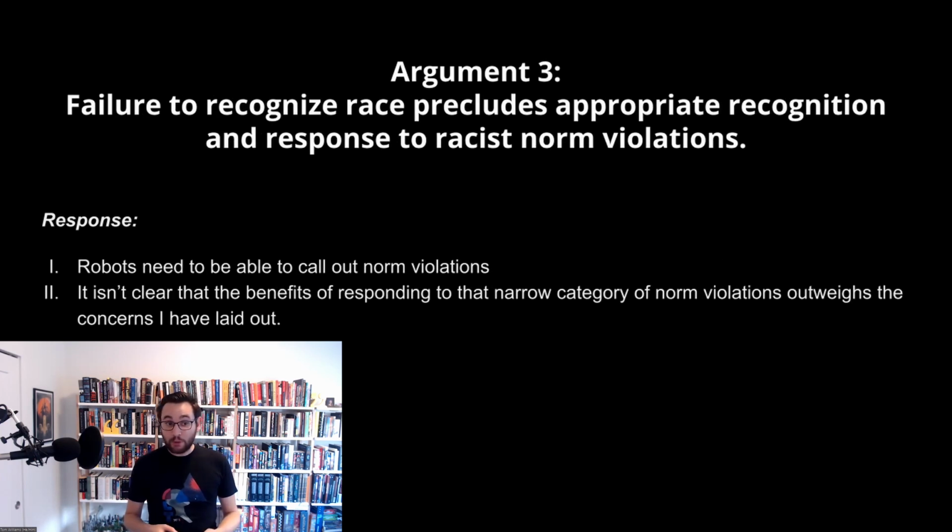A third counter-argument would be that the failure to recognize race would prevent robots from appropriately recognizing and responding to certain types of racist norm violations. And I would say that this is a good point, and that robots do need to be able to call out norm violations, and certain types of racist norm violations and microaggressions require knowledge of the racial identity of the parties involved. However, it's not clear that the benefits of responding to this particular narrow category of norm violation outweighs the concerns I've laid out.